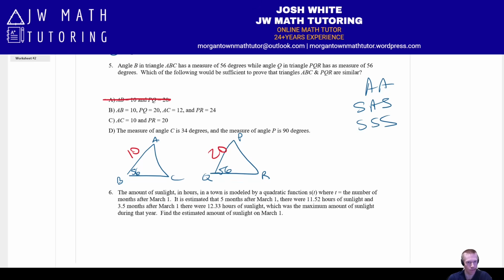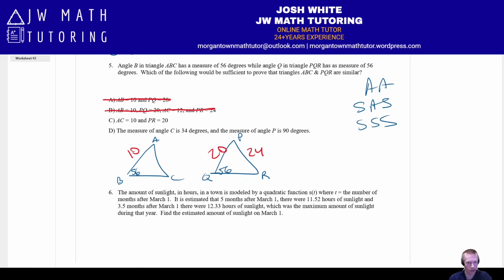Now, in B, we have the same information, but we also have AC equals 12 and PR equals 24. So both pairs of sides are proportional by the same scale factor of 2 to 1. The triangle on the right is double the sides of the triangle on the left. But this is not one of the approved methods. This is not SAS because the angle must be included between the pair of proportional sides, and in this example, it is not. This would be like SSA. Therefore, this is not an acceptable method.